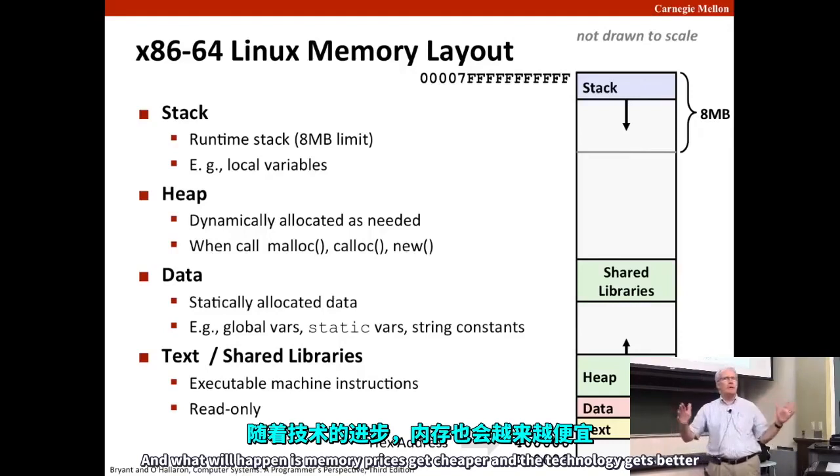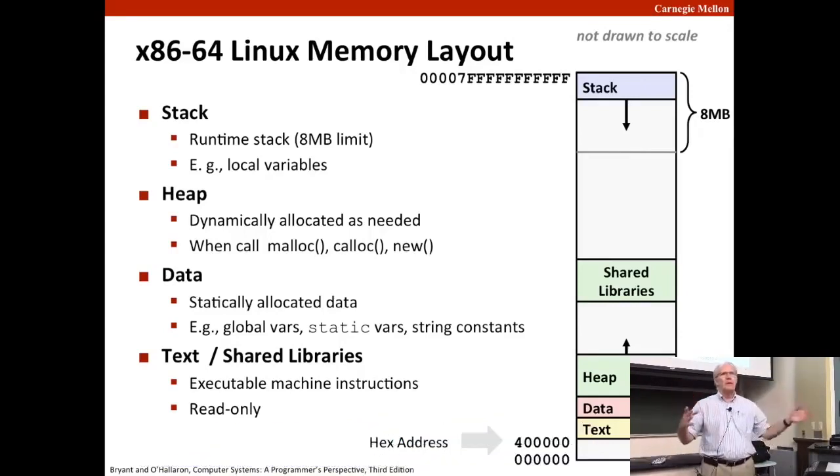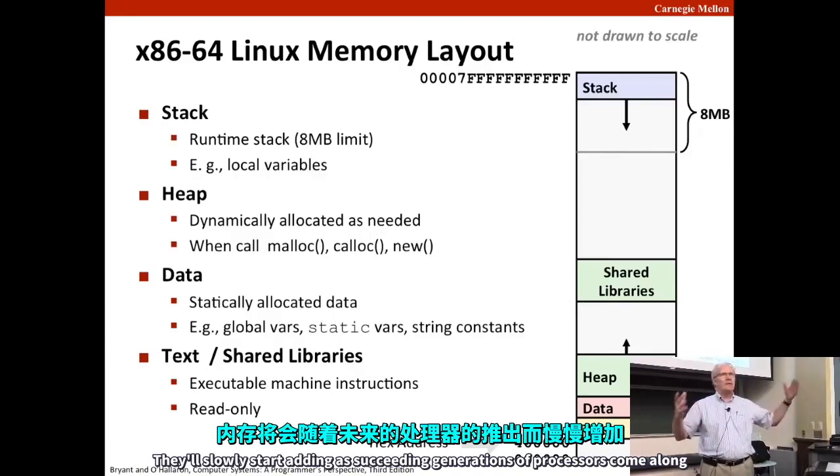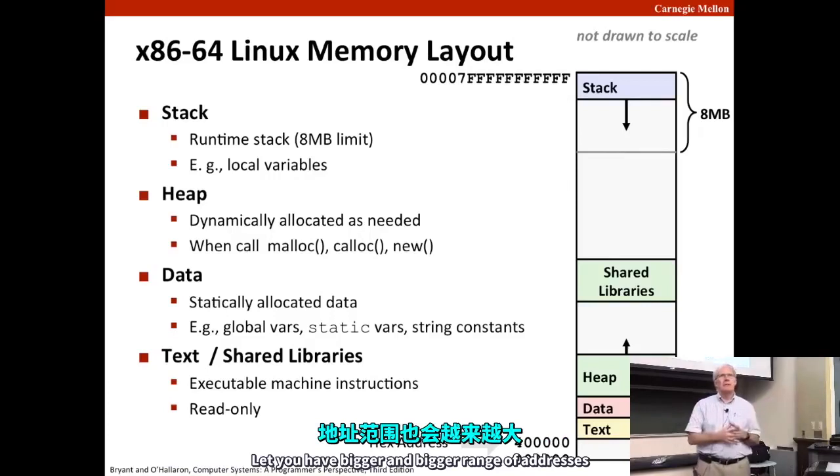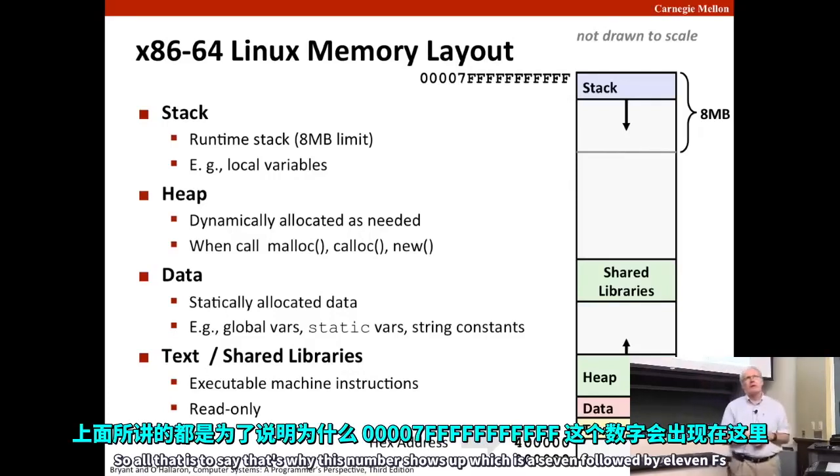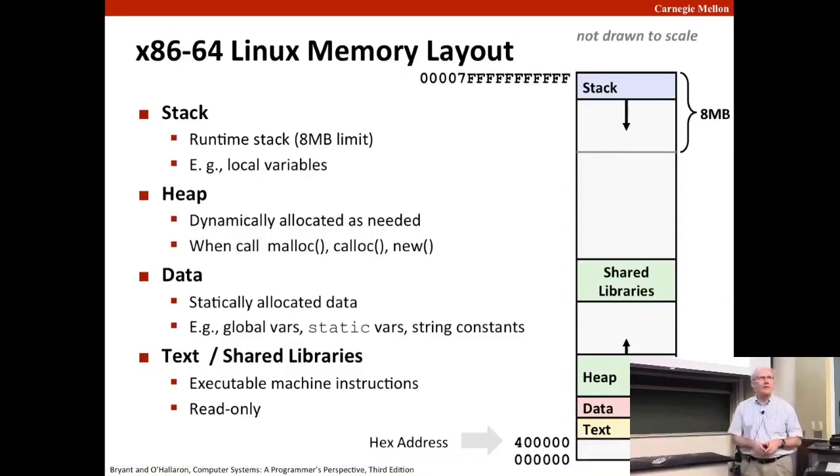What will happen is, as memory prices get cheaper and the technology gets better, they'll slowly start adding, as succeeding generations of processors come along, a bigger and bigger range of addresses. So all that is to say, that's why this number shows up, which is a 7 followed by 11 Fs.